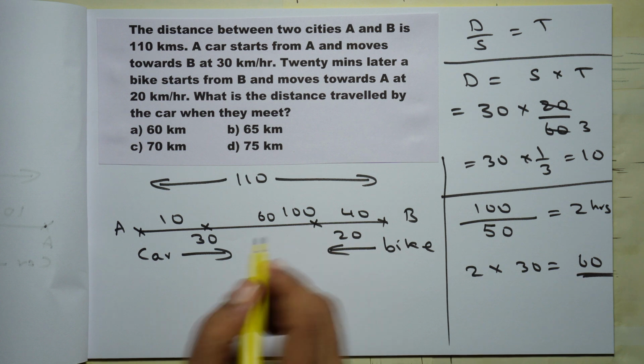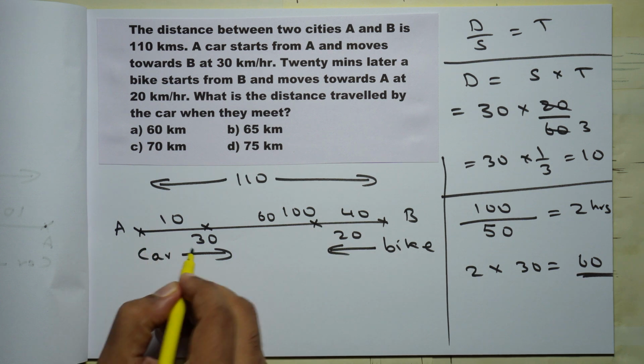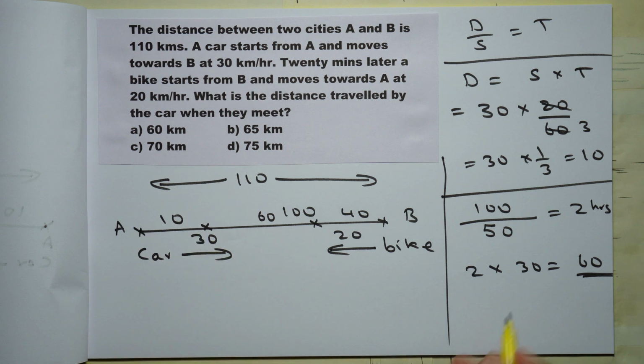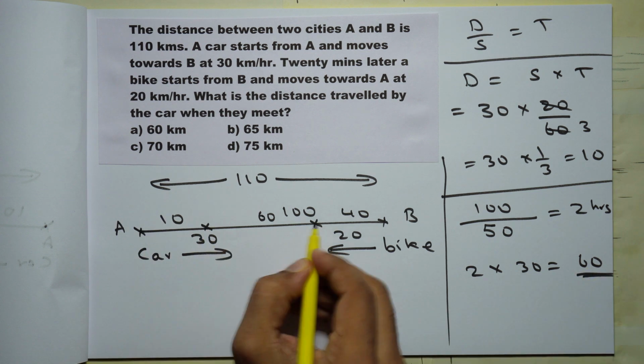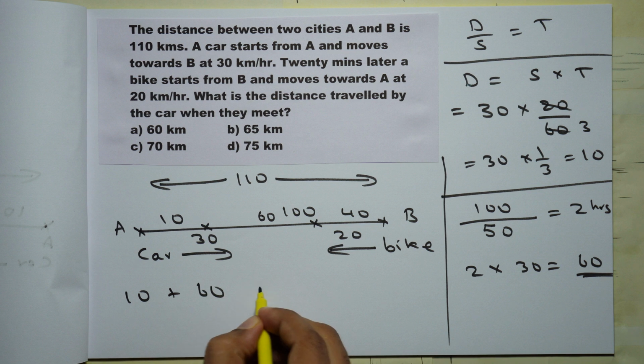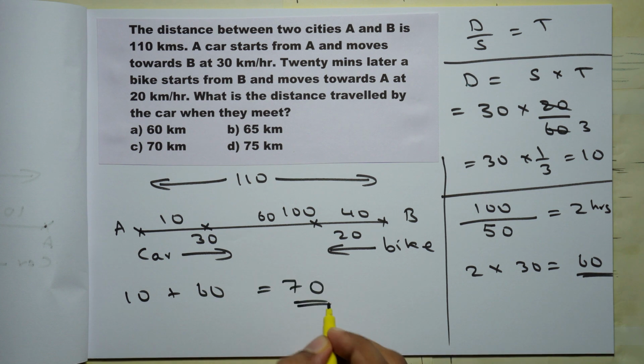So when they meet, initially the car would have traveled these 10 kilometers. Initially the car will do 10 kilometers. And then in 2 hours, the car will do 60 kilometers. So if you look at the car, initially it does 10 kilometers and then another 60. So total distance traveled by the car will be 70 kilometers. That is option C.